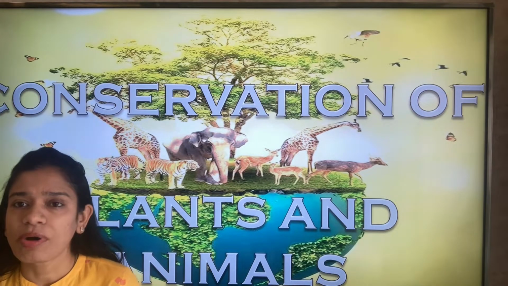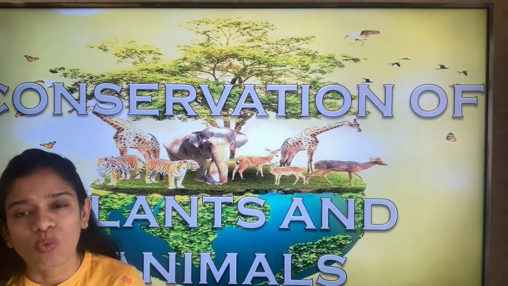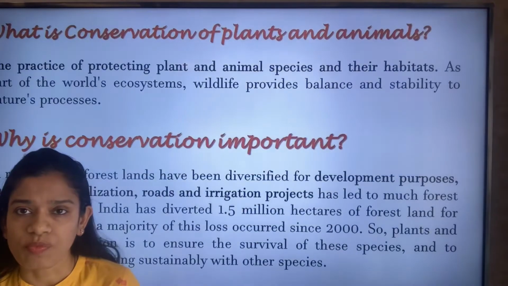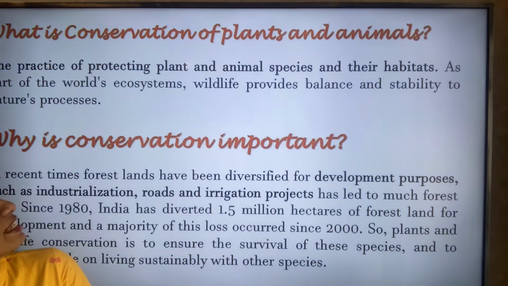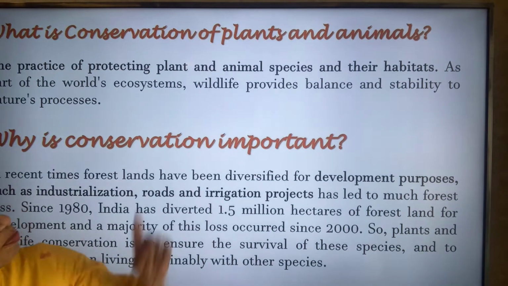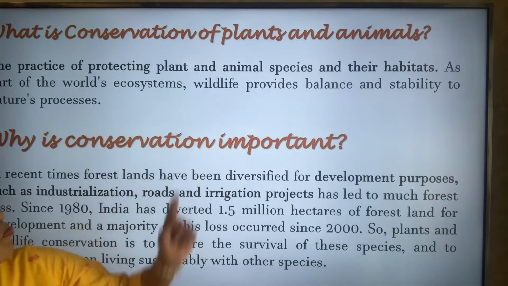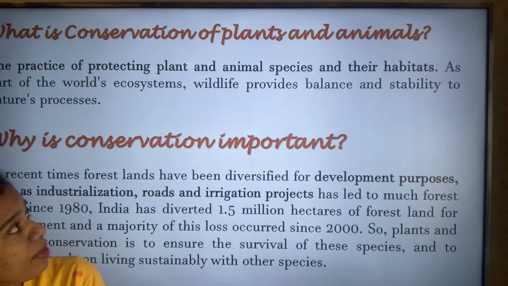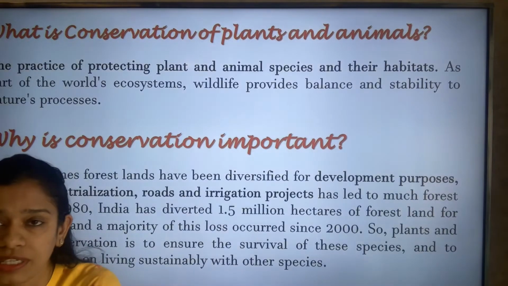When we talk about this chapter, the first thing that we want to understand is, what is conservation? So let's see what is conservation. It is the protecting of plant and animal species and their habitats as part of the world's ecosystem. Wildlife provides balance and stability to nature's processes.